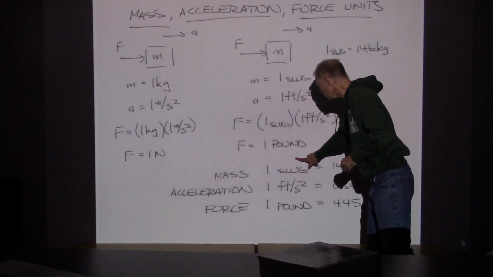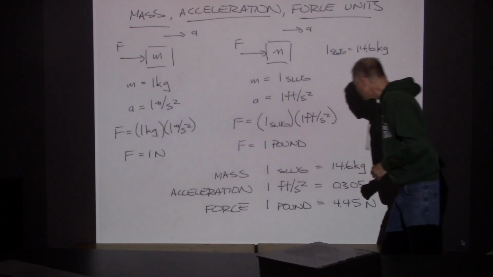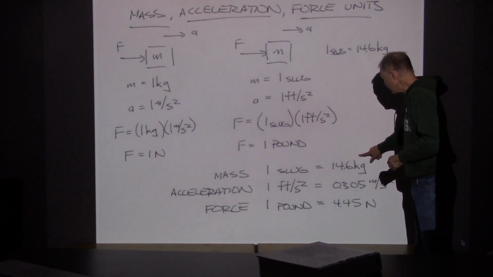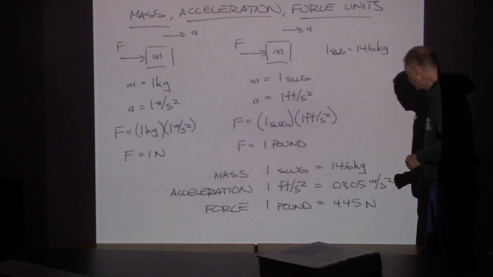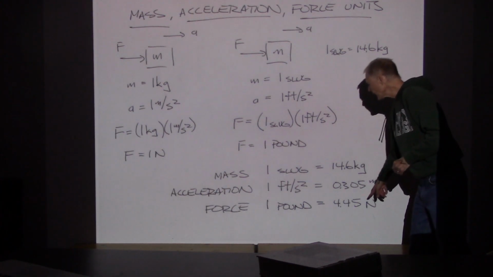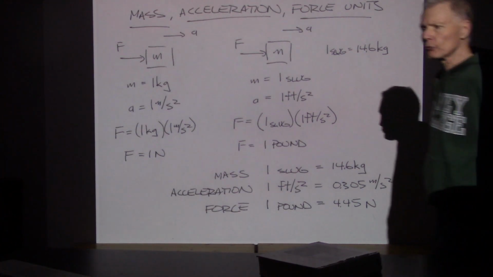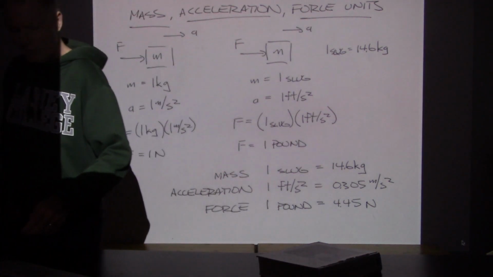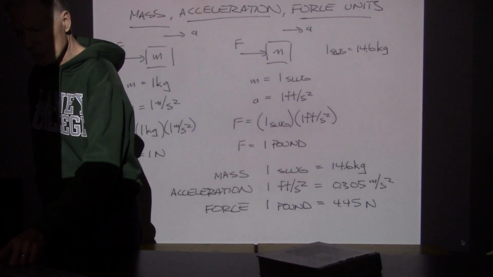So if I take the slug, multiply it by the 1 foot per second squared, that gives me a pound. And over on this side, I can take the 14.6 kilograms, multiply by 0.305 meters per second squared, and find out that the conversion between pounds and newtons is 1 pound is 4.45 newtons. So that's how the conversions work out between slugs and kilograms, feet per second squared, meters per second squared, pounds, and newtons.